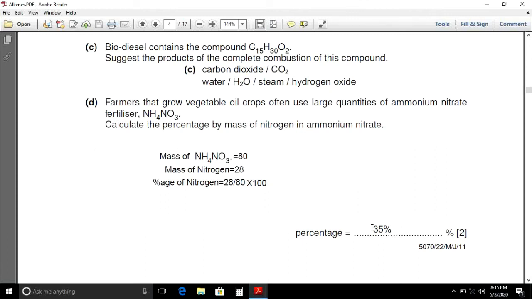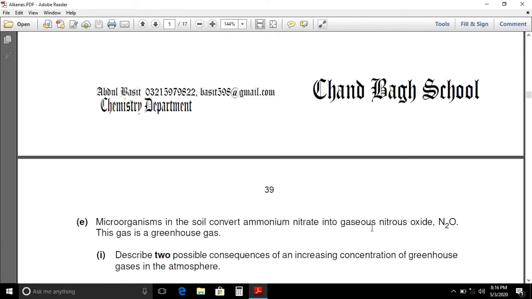Part d: farmers that grow vegetable oil crops often use large quantities of ammonium nitrate fertilizer. The formula for ammonium nitrate is NH4NO3. Calculate the percentage by mass of nitrogen in ammonium nitrate. First of all, we have to calculate the Mr of ammonium nitrate. Mr of ammonium nitrate is 80. Mass of nitrogen is 28. The percentage of nitrogen is the mass of nitrogen divided by the molecular mass, times 100. 28 divided by 80 times 100 equals 35%.